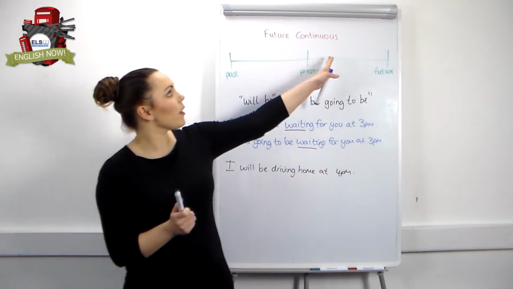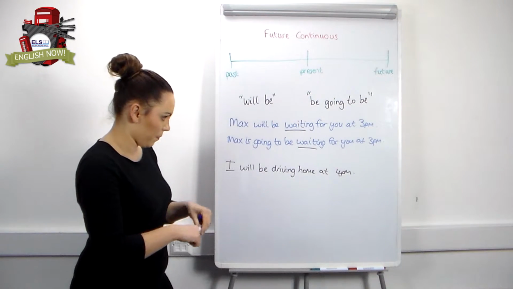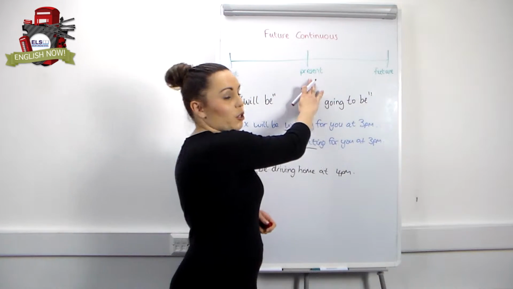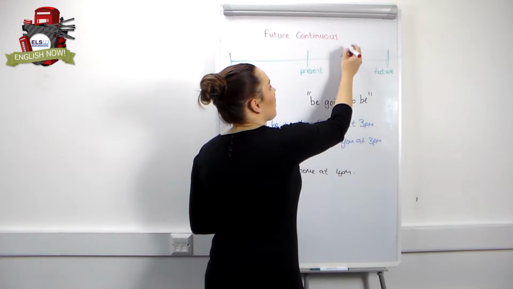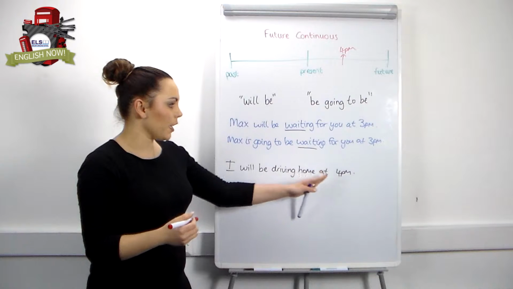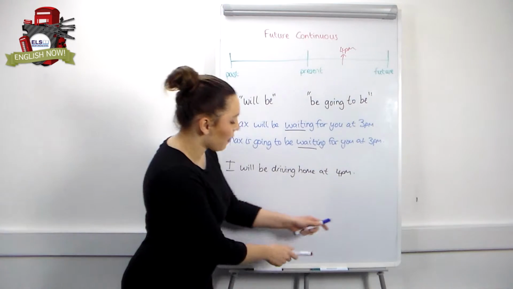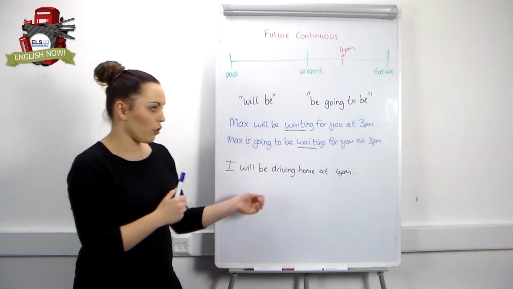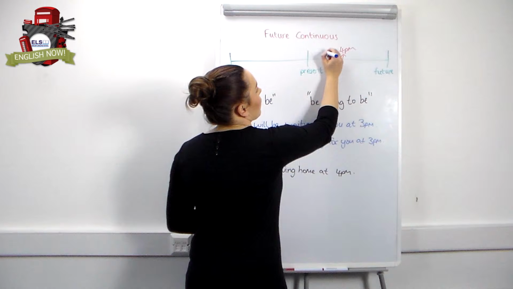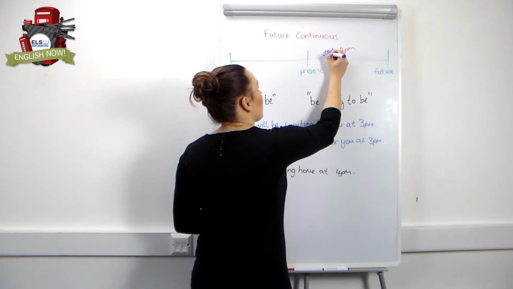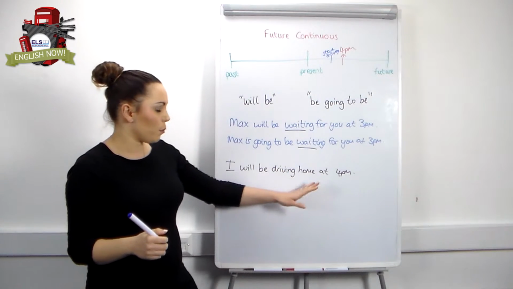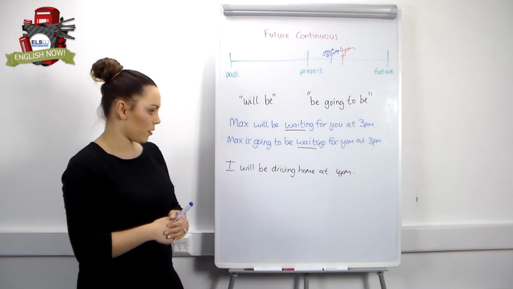Okay, let's have a look at that on our timeline. It's in the future, so it's after the present, which is now. So let's say that here is our 4 p.m. I will be driving home at 4 p.m. means that you will start your drive home before the time. So maybe here. So we've started this action before the time at the end of our sentence.